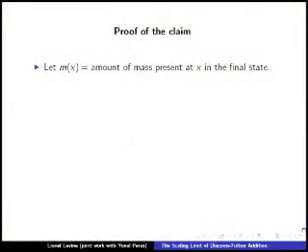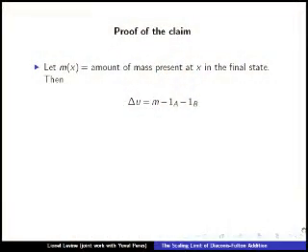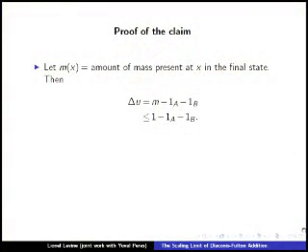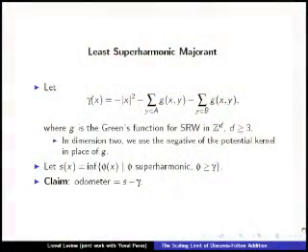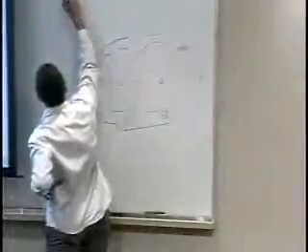So let's let m of x be the amount of mass present at x in the final state. So we know that the odometer function u, its Laplacian is the final mass minus the initial mass. So that's given by m minus this sum of indicators. And m is less than or equal to 1, because every site ends up with mass at most 1. On the other hand, gamma, maybe I'll just write down what gamma is, so we have it.